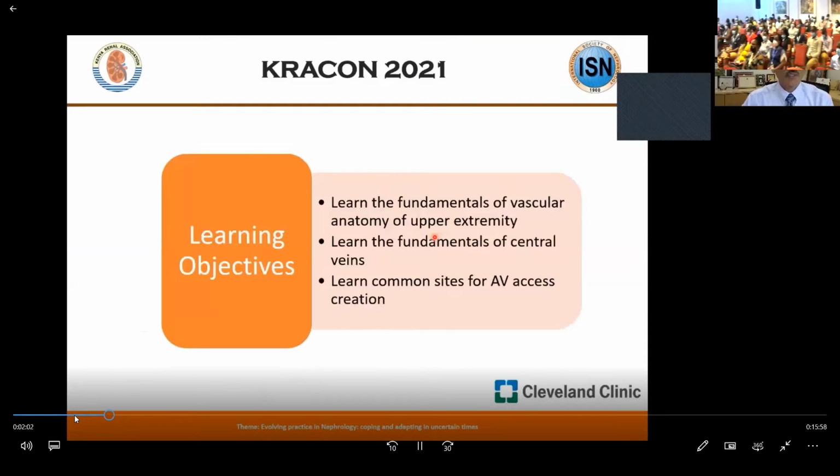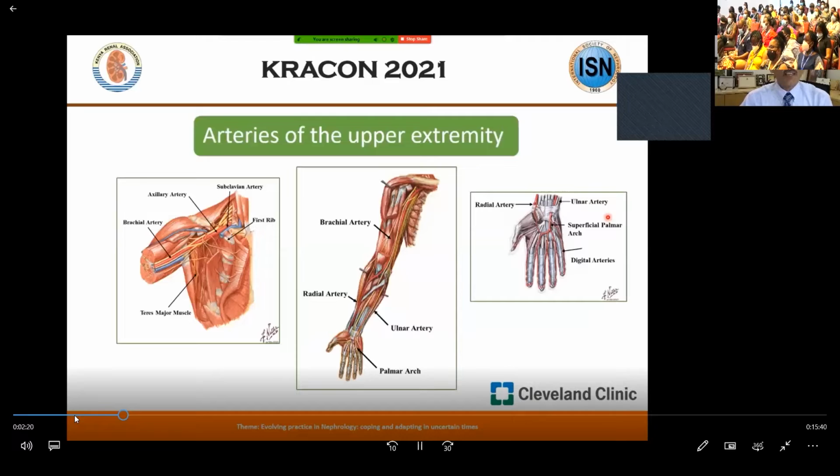The learning objectives for this presentation will be learning the fundamentals of vascular anatomy of the upper extremity, learn the fundamentals of central vein, and learn common sites for AV access creation. So to begin with, let's go back to our medical school days, learning about the vascular system, the arteries and the veins of the upper extremity.